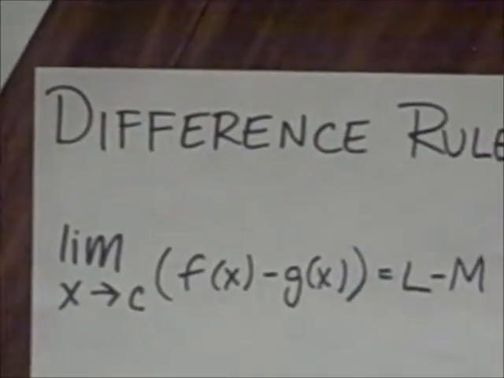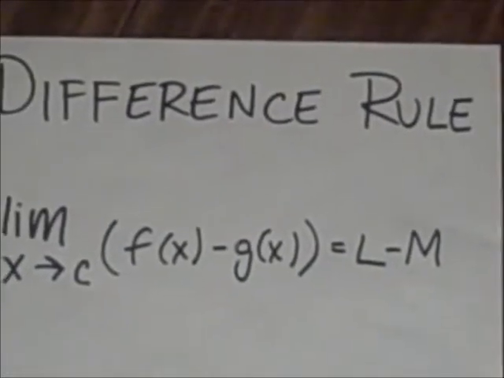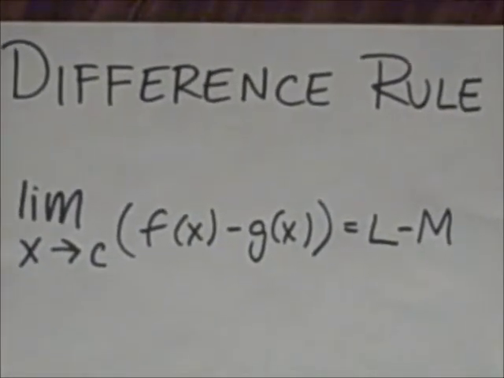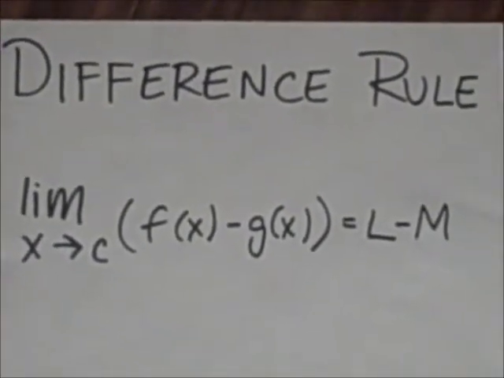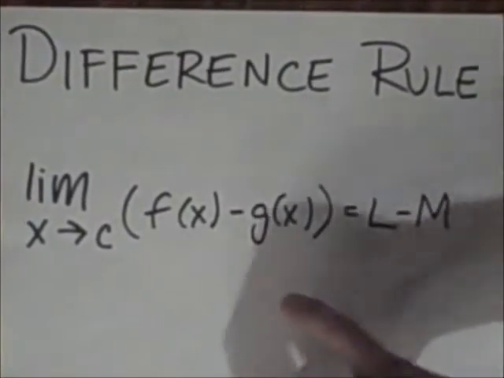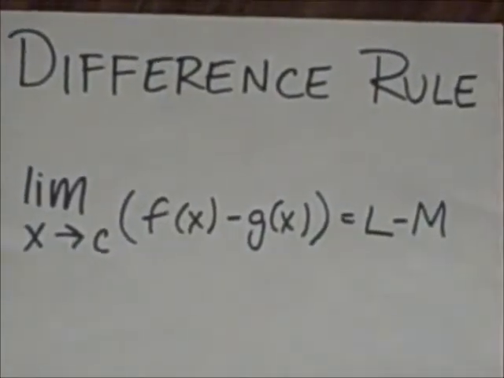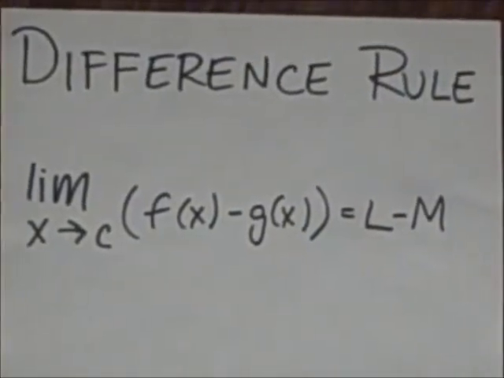Would you look at that? It works. Now the second one is the difference rule, and seen here, as x approaches c, the limit of f of x minus g of x equals L minus m.